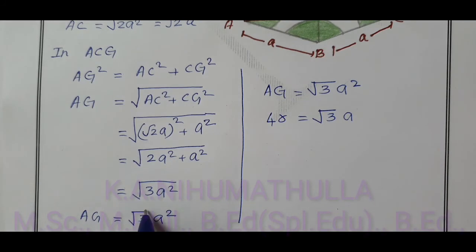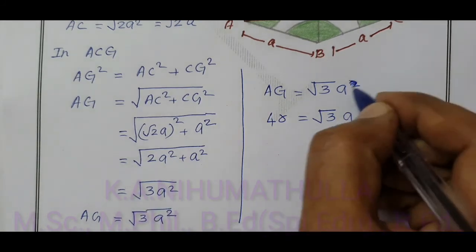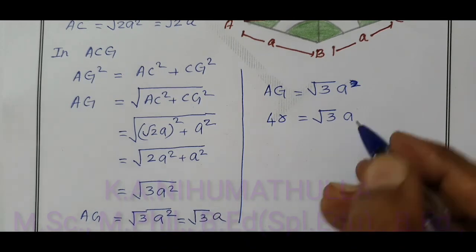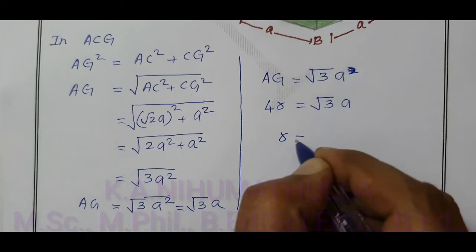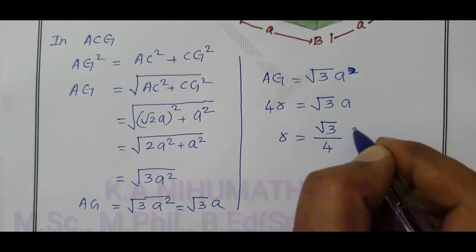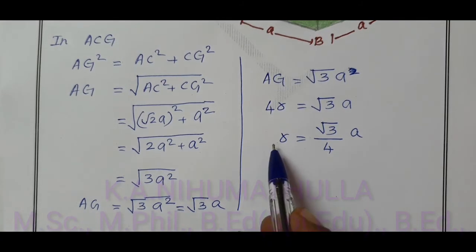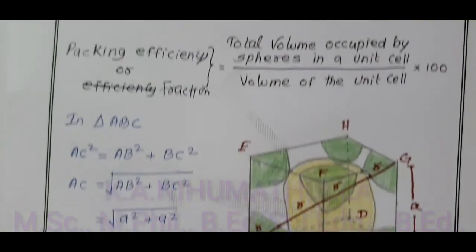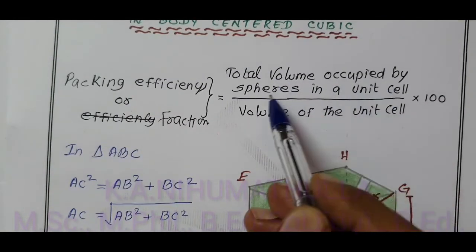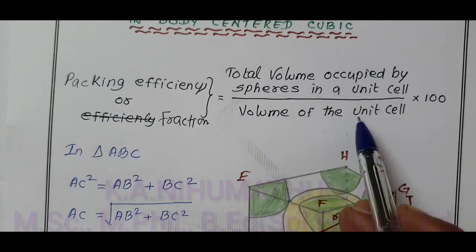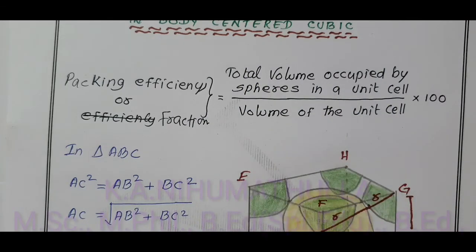A square becomes A, correct? That is equal to root 3A. Root 3A or R equal to root 3 by 4A. By knowing R, root 3 by 4A, first we can calculate the volume occupied by spheres in the unit cell, then total volume, then divided by volume of the unit cell. Finally, we will calculate packing efficiency or packing fraction.